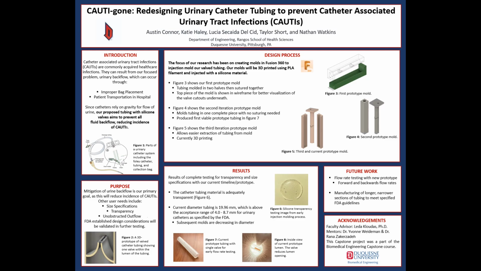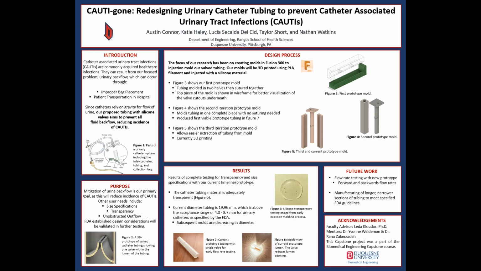Figure 5 shows the third iteration of the prototype mold. This allows easier extraction of the tubing from the mold and is currently 3D printing. Some initial testing of our device includes clarity testing and size specifications. For clarity testing, we used a silicone disc from our early molding process and placed it against different colored backgrounds. In Figure 6, you can see this disc against a yellow background demonstrating transparency.